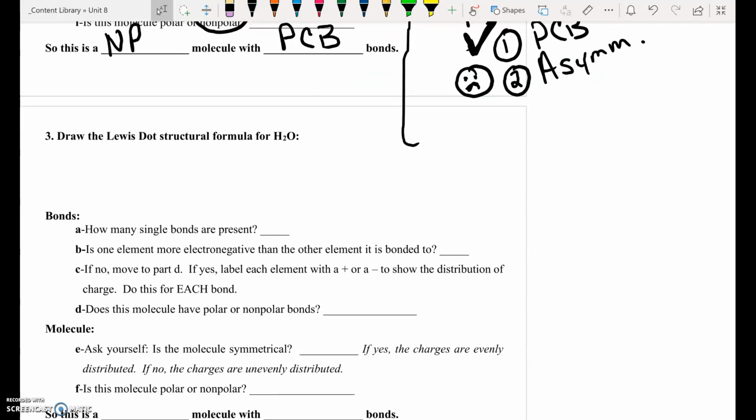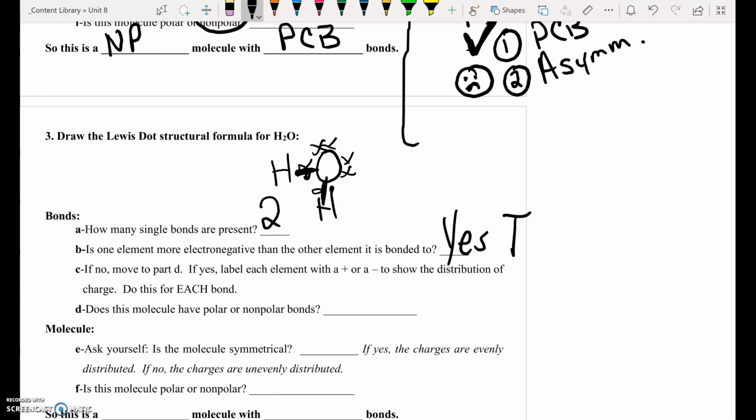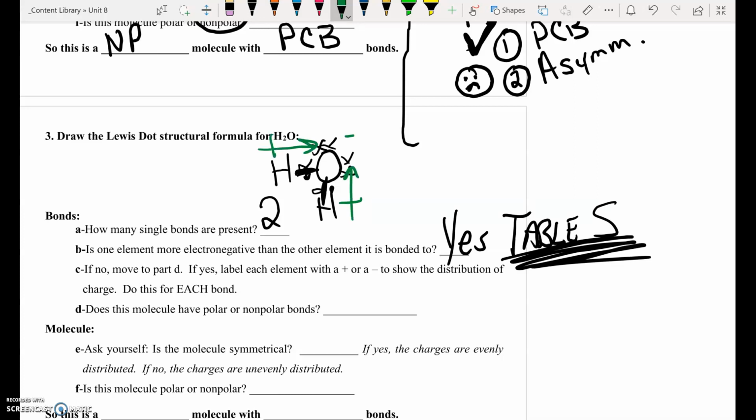On to the most important one. Oxygen, again, looks like this. And then it's going to bond with hydrogen like that. And it looks to me like I have 2 single bonds. I have one here and one here. Is one element more electronegative? Yes. Again, you get that from table S. You have to look them up. You have to look up their electronegativities. I might even suggest looking them up and writing them down. So that means the charge distribution is going to be like this. So that means oxygen is going to be negative and each hydrogen is going to be positive.